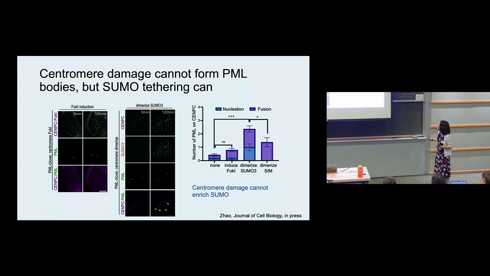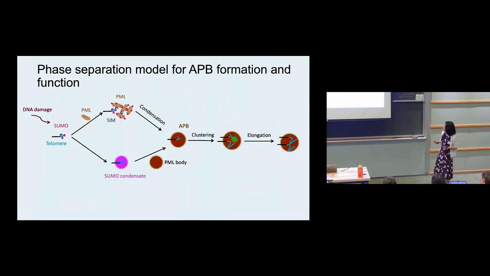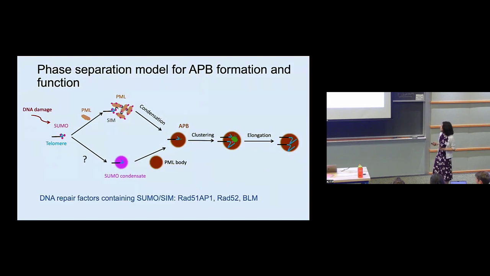So that means that we have to redraw the model where not only can PML be nucleated on the telomere, it can also be fused with a SUMO-enriched, probably condensate. If it's a SUMO condensate, then we wonder what are the proteins that can be in the condensate that the SUMO telomere can attract and allow them to fuse with the PML body. And of course, naturally, we think about DNA repair factors because they're known to contain SUMOylation sites, particularly those involved in homology-directed repair, and they don't depend on any PML function as far as we know.